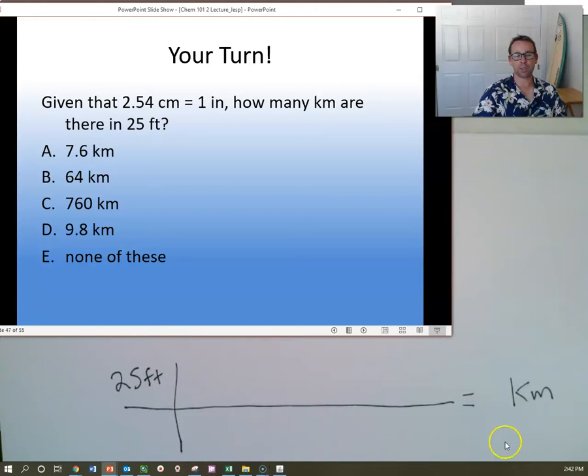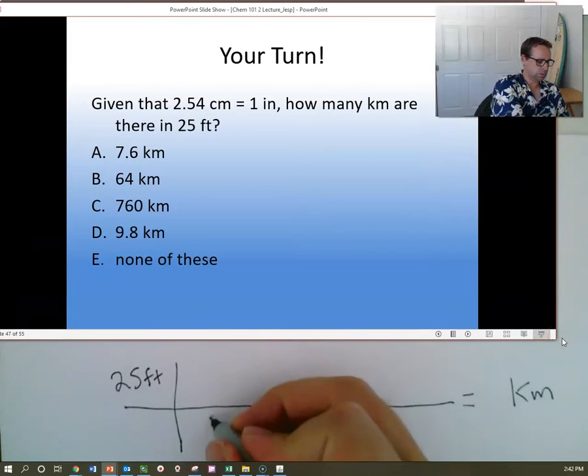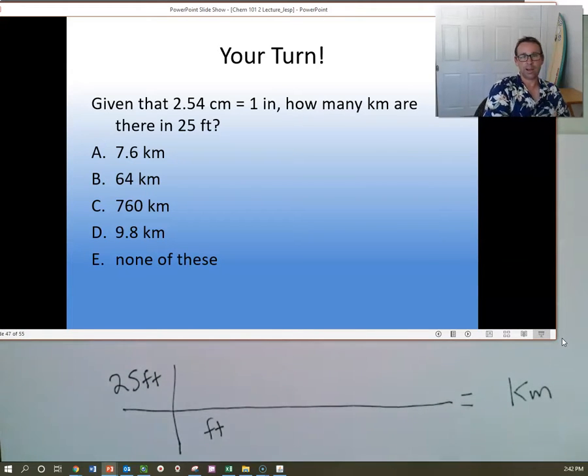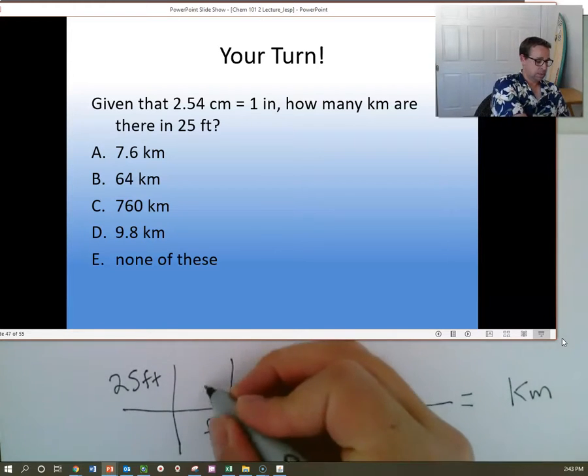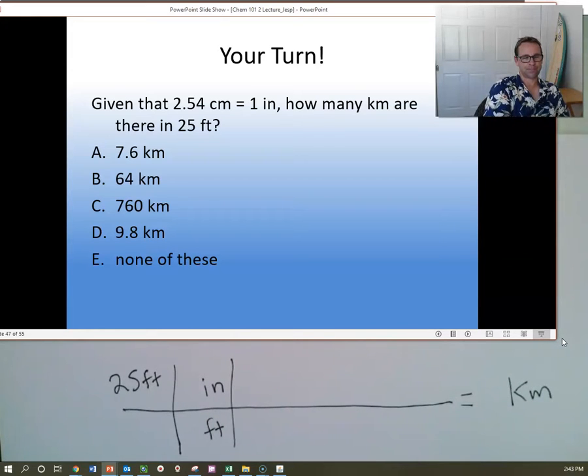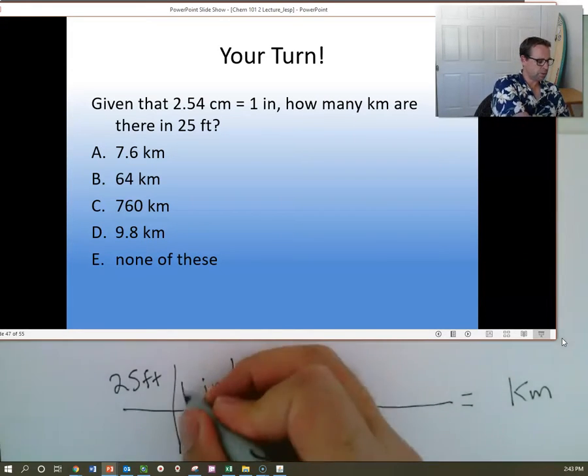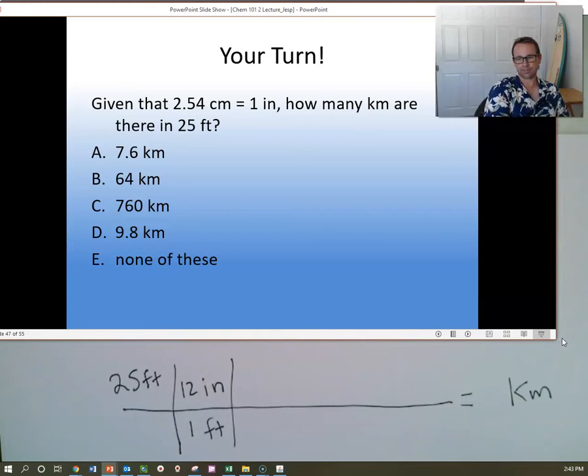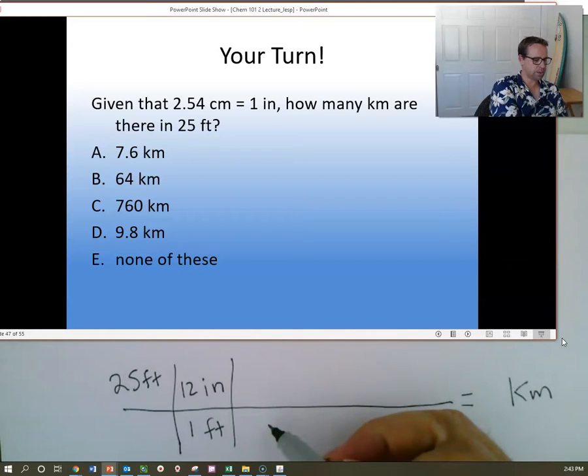What can we get for pretty much 0 brain cells? So we're going to put feet down at the bottom. Now, do you know how many kilometers there are in a foot? I don't either. So let's go to something we know. What do we know about feet? Well, we know that there's 12 inches to 1 foot. So we'll go to inches. And you said 12 inches for every 1 foot. Is that right? Okay, so then what goes down here now? Inches. Very good.